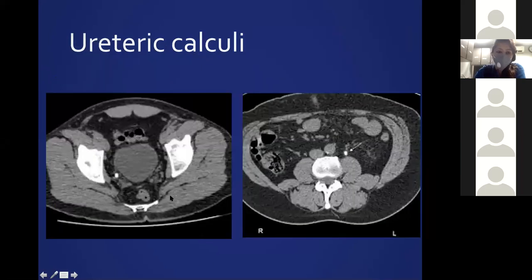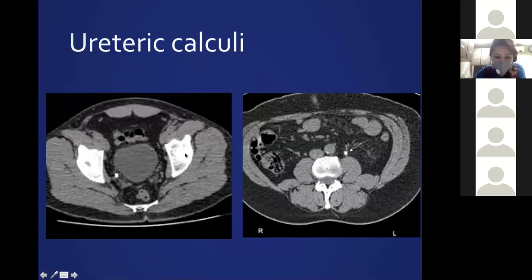Here you can see the ureteric calculi at two different levels. In this case, this is the urinary bladder, which is filled with urine. And here you can see a small white dot. The calculi appear dense white. These are the bones, acetabulum and the head of the femur. You can see these are also white.